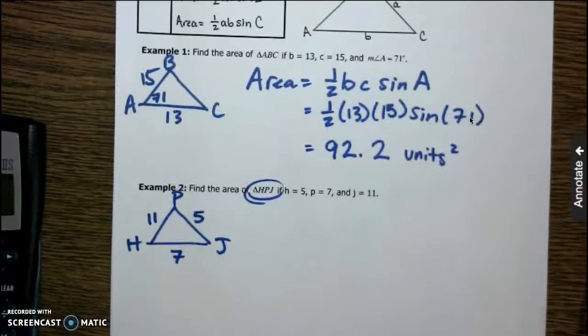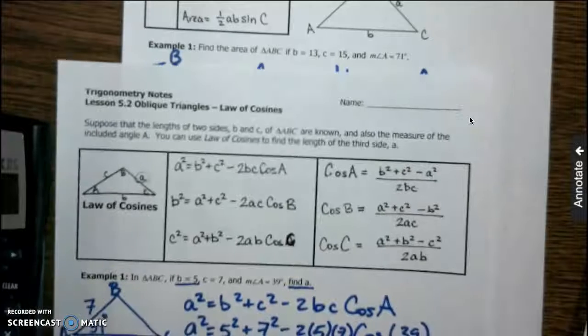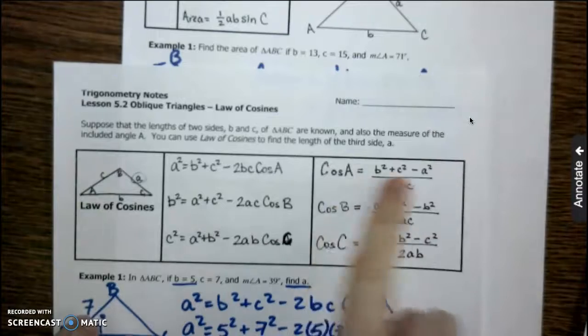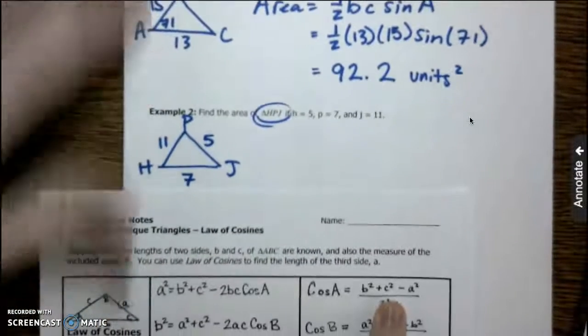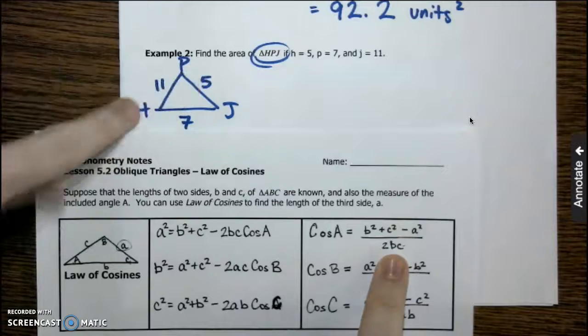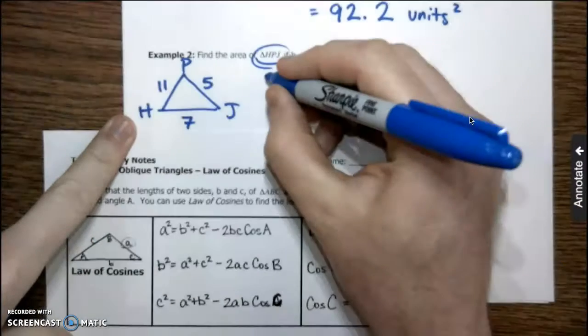So that means I have to go back to law of cosines, lesson 5.2, and use one of my angle equations in order to find one of those angles. So let's say I want to use this top one and just pick out an angle to solve for. I recommend always choose the smallest angle. So 5 is my smallest side, so H has to be my smallest angle. So I'm going to find H first.